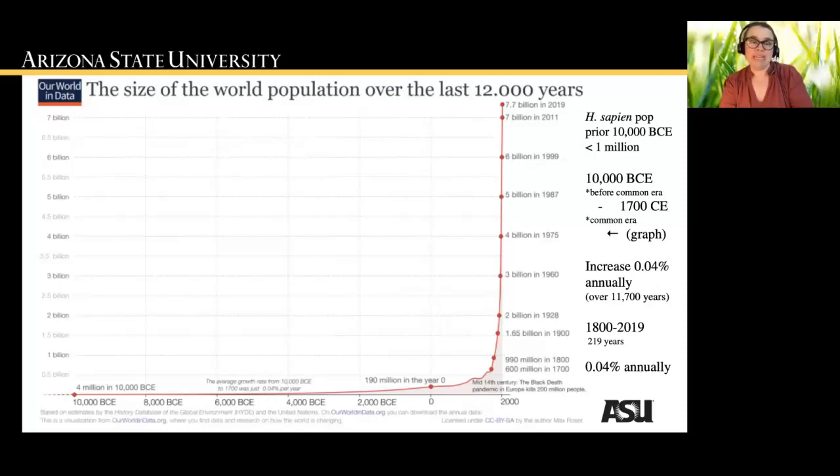Around 10,000 BCE, we see there were about 4 million individuals on the planet. Before 10,000 BCE, there were about 1 million individuals or less on the planet. Typically, we've seen over the last 11,700 years an increase annually of 0.04% in our population. Between the years of 1800 and 2019, which is 219 years, we have seen a vast increase in the amount of growth in the population.